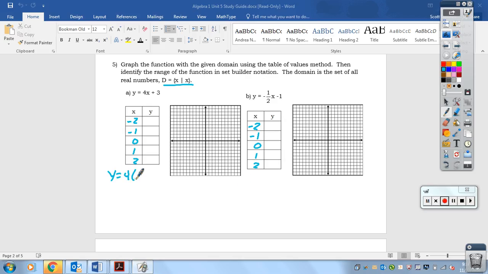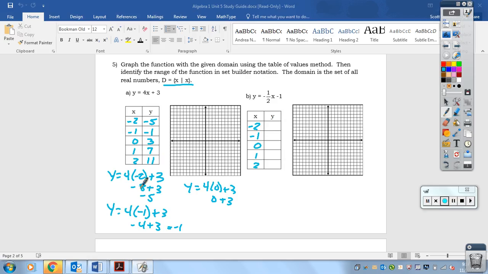Y equals 4 times -2 plus 3, which is -8 plus 3, or -5. I'll do the same thing. Y equals 4 times -1 plus 3, which is -4 plus 3, or -1. Y equals 4 times 0 plus 3, which is 0 plus 3, or 3. I would continue plugging in. What it's actually going to end up being is 7 and 11.